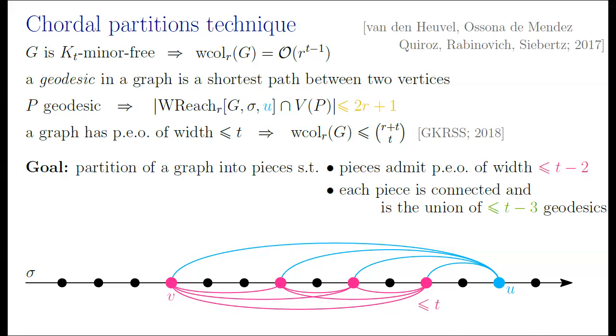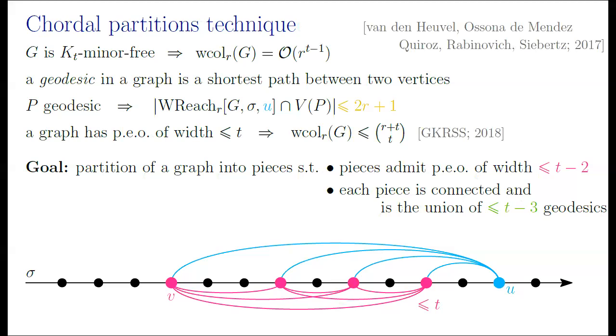And what's the goal now? We cannot apply this result to our graph itself because it maybe doesn't have bounded treewidth. It can have arbitrary treewidth. So the goal is to partition a graph into pieces, and pieces should be such that they admit a perfect elimination ordering of width something bounded in terms of t, and each piece is connected, and each piece is the union of some small number of geodesics. Here I'm cheating a little. I didn't say where these geodesics are. Maybe they are in smaller graphs, but this is quite technical, so let me not dwell on this.